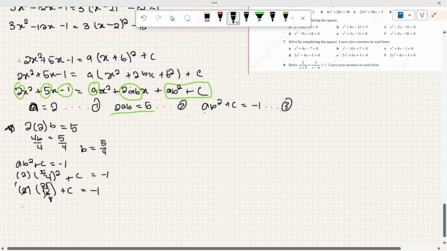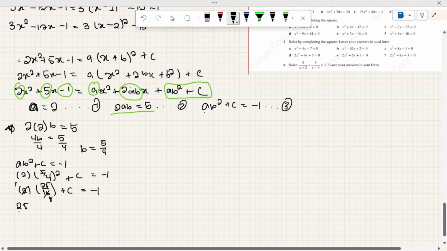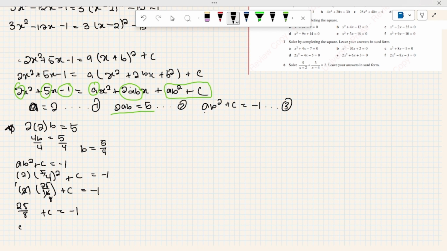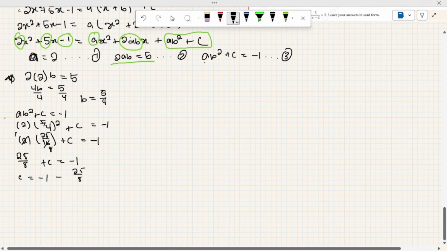8. Right. So how many times does 2 go into 2? 1 time. How many times does 2 go into 16? 8 times. So we're going to have 25 over 8 plus c is equal to minus 1. Right. So it's going to be c is equal to minus 1 minus 25 over 8, basically.